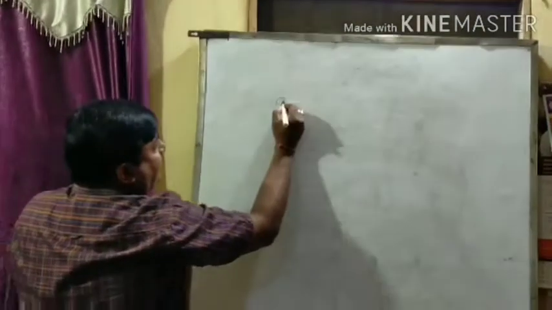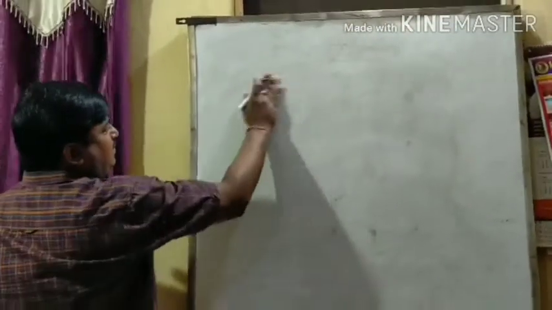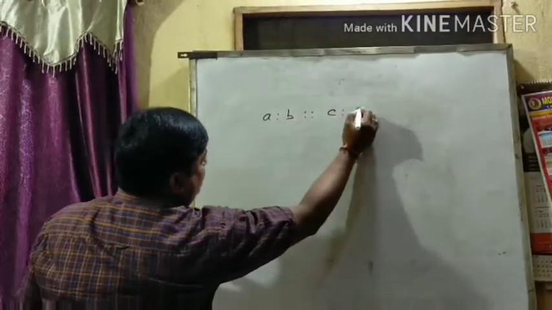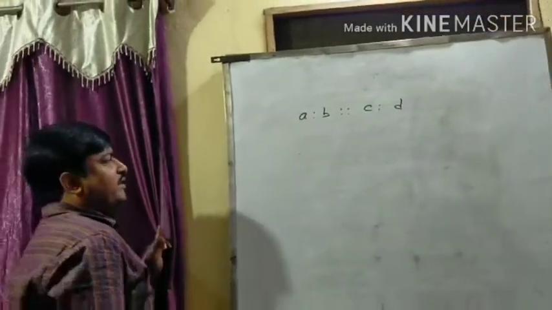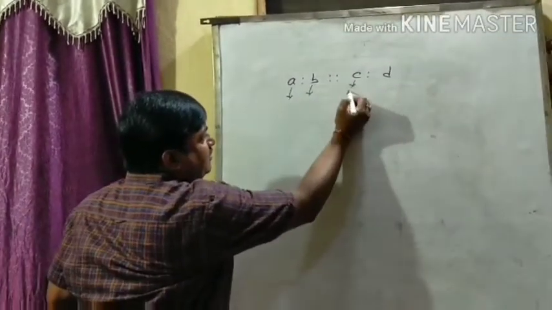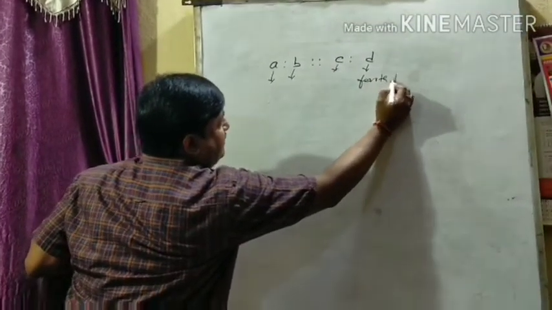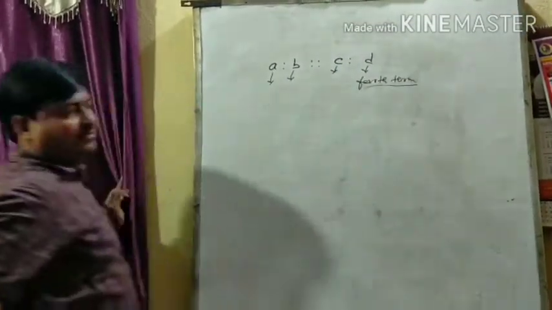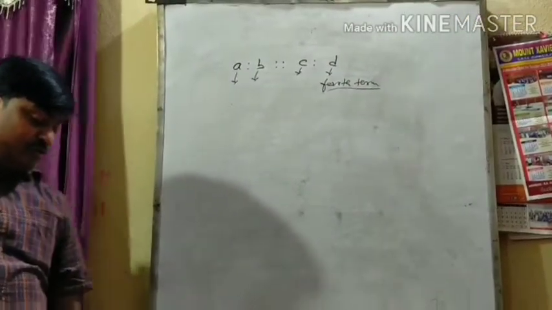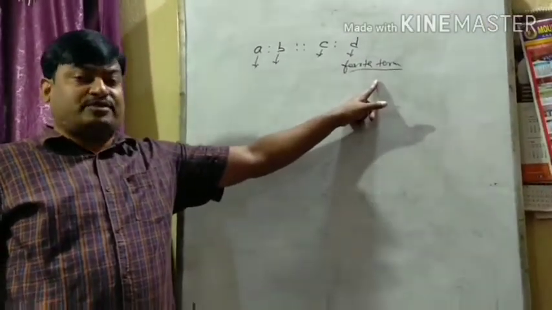Student, suppose A is to B is proportion to C is to D. This is called the first term, this is called second term, this is called third term, and this is called fourth term. So next question is related to find the fourth proportional. The fourth term is also called as fourth proportional.